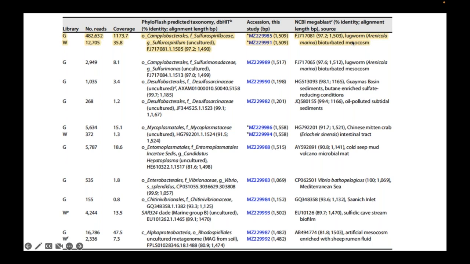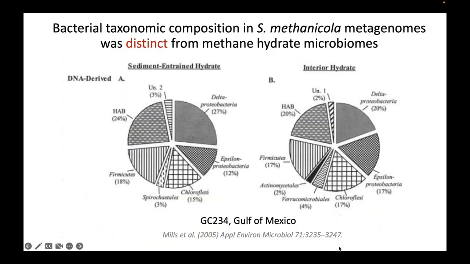bioturbating lugworm Arenicola marina. So the dominance of Sulfurospirillum in the ice worm metagenomes is pretty surprising and unusual, because Sulfurospirillum are typically free-living and not associated with the gut of any animal.